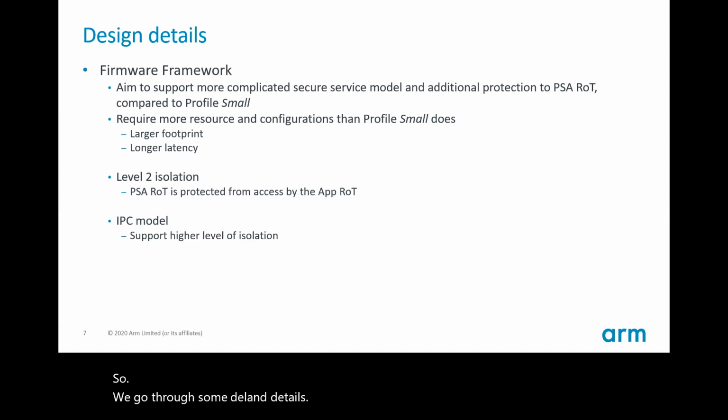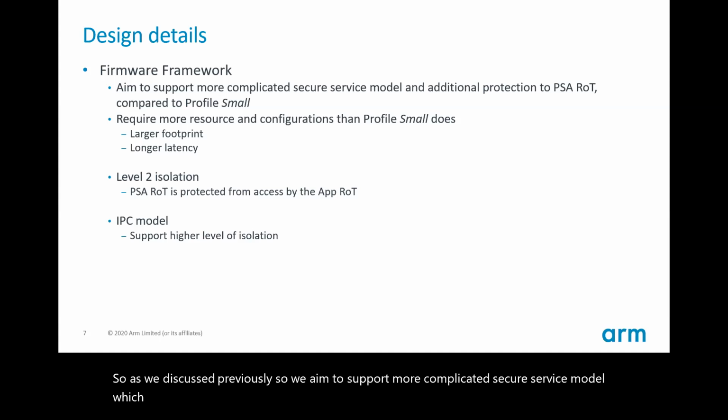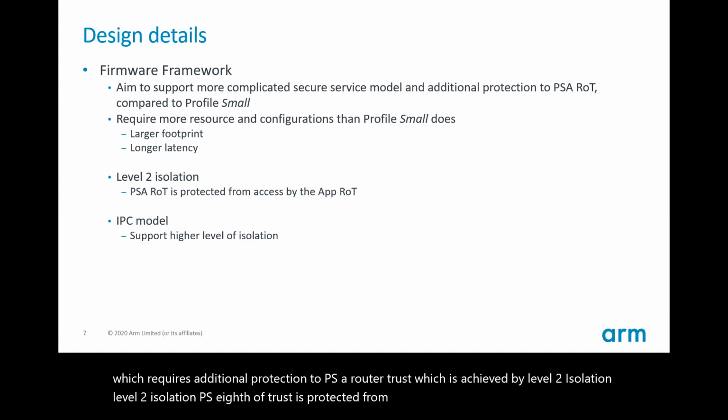Firmware framework. So as we discussed previously, we aim to support a more complicated secure service model, which requires additional protection to the PSA root of trust, which is achieved by level 2 isolation. In level 2 isolation, the PSA root of trust is protected from access by the application root of trust.